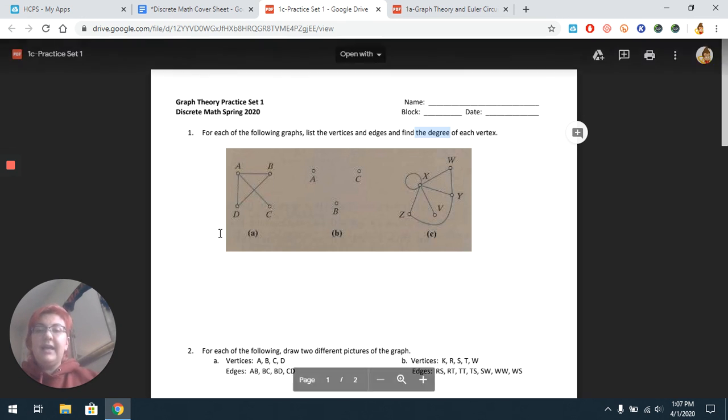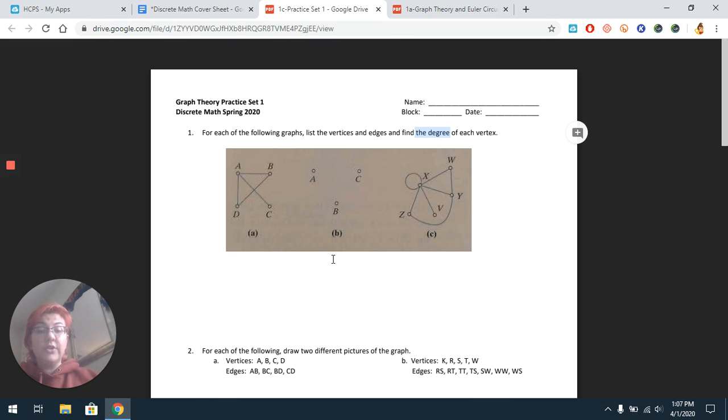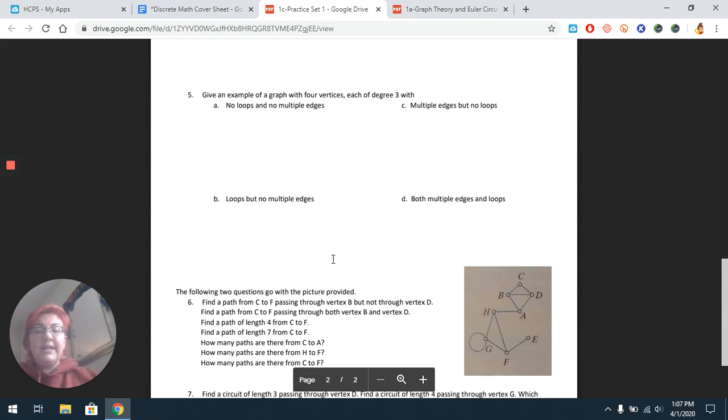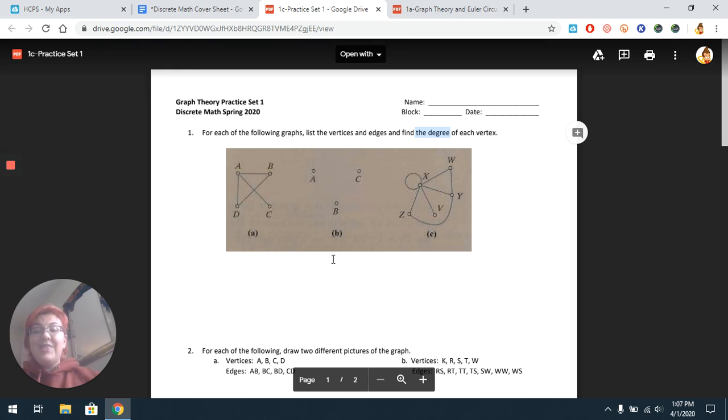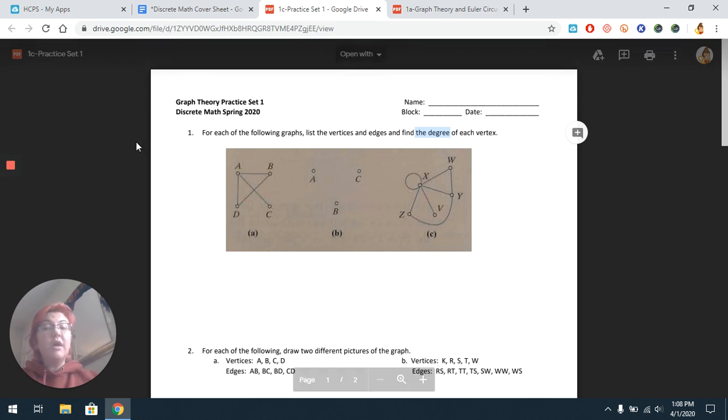So go ahead and list the vertices and edges for each of these. So your V of G and your E of G, and then list the degree of each vertex. Go through and answer the rest of the problems, and then I will see you later for the next part of this.